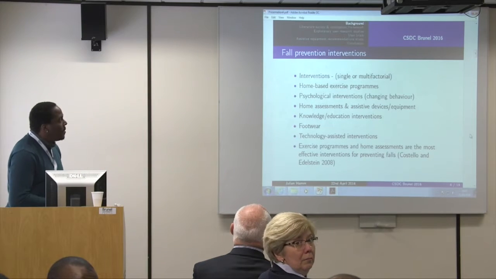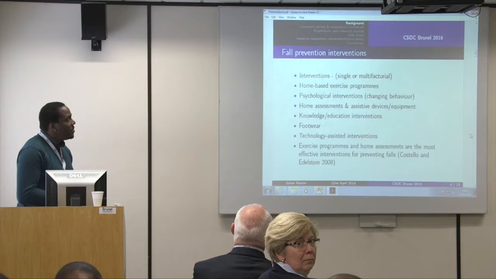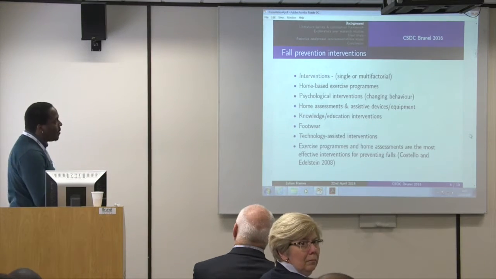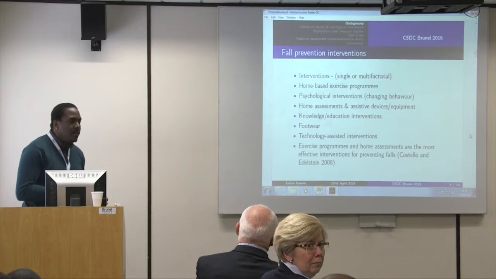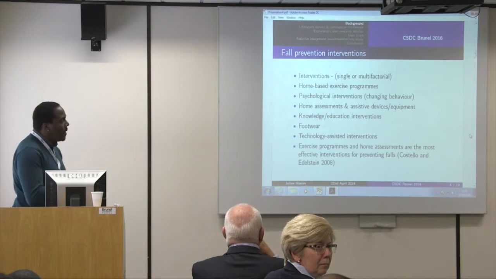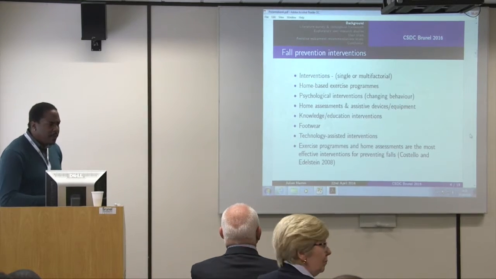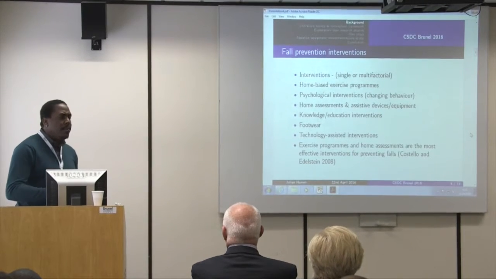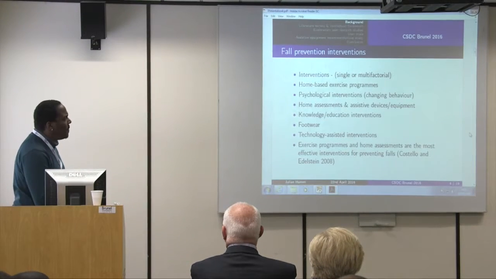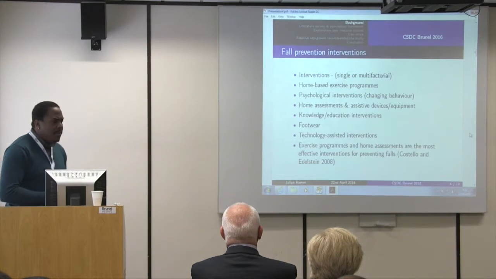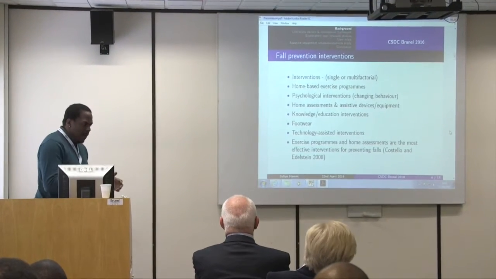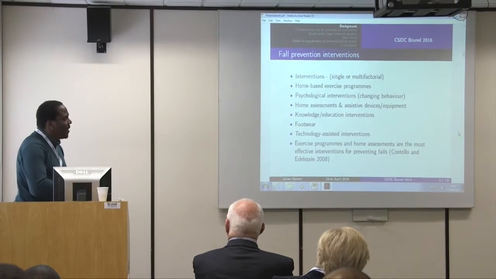So these are a list of some fall prevention interventions. Interventions tend to be single or multifactorial, multifactorial in the sense of preventing a number of different fall risk factors. With home-based exercise programs, a physiotherapist or an occupational therapist might prescribe some exercise programs to an older adult to try at home. Then you've got psychological interventions that include a change in behaviour on how they carry out activities of daily living and how to do them safely.